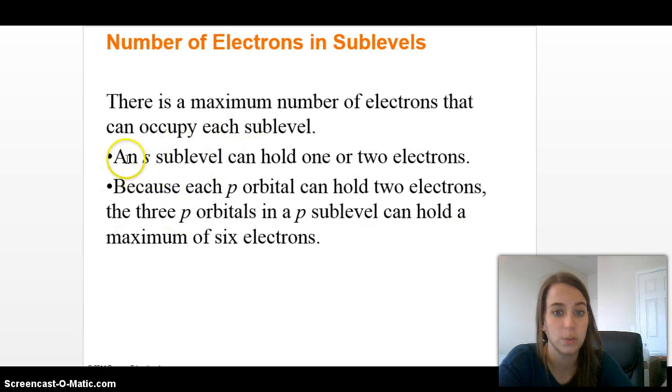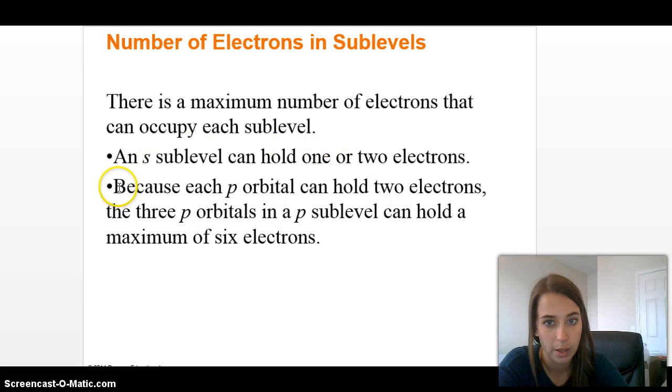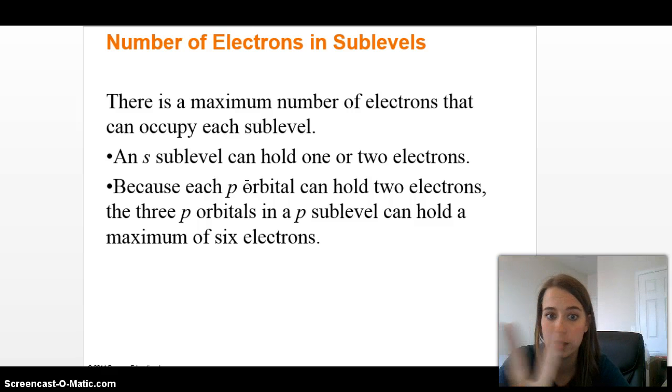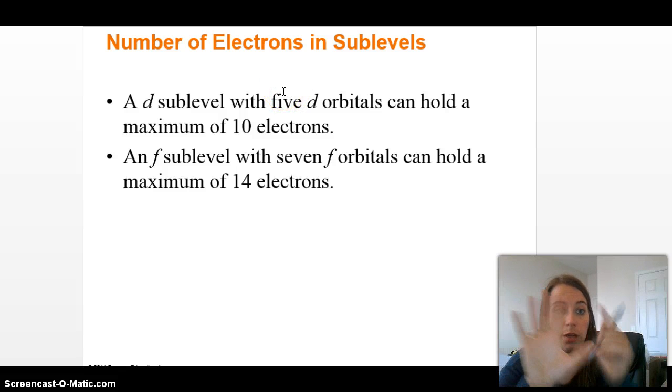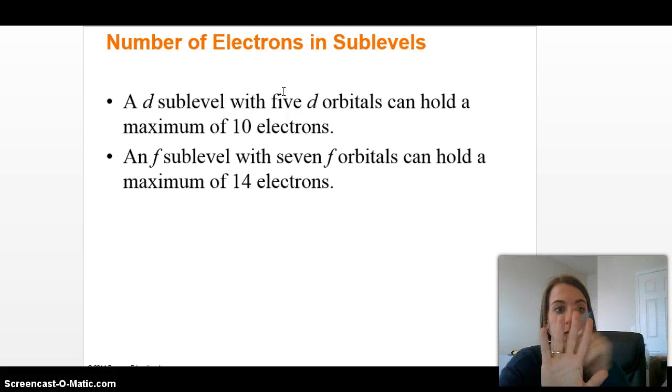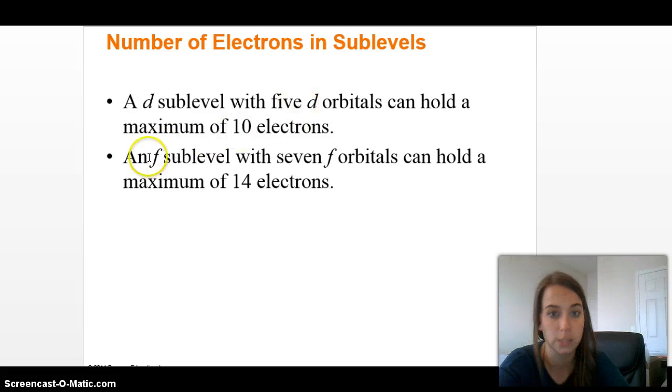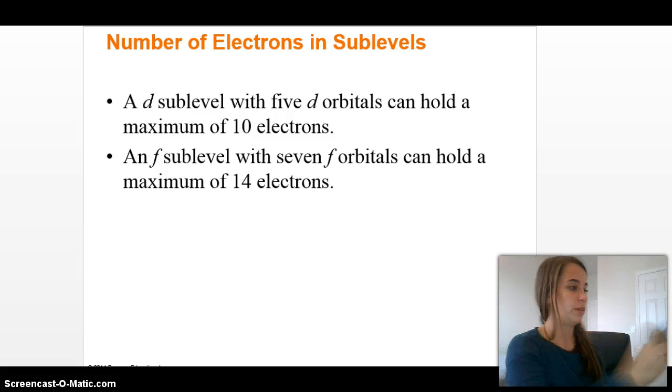So an S sublevel only has 1 orbital, and it can hold 1 electron or it can hold 2 electrons. Because each p orbital, remember there's 3 of them, each one can hold 2 electrons, that means total I can have 6 electrons in my p sublevel. In a d sublevel, there's those 5 d orbitals. Each one can hold 2. So that's 2, 4, 6, 8, 10. D can hold 10 electrons. F has 7 orbitals. It can hold 14. Okay? So we can make a little chart with this just to wrap our heads around it.